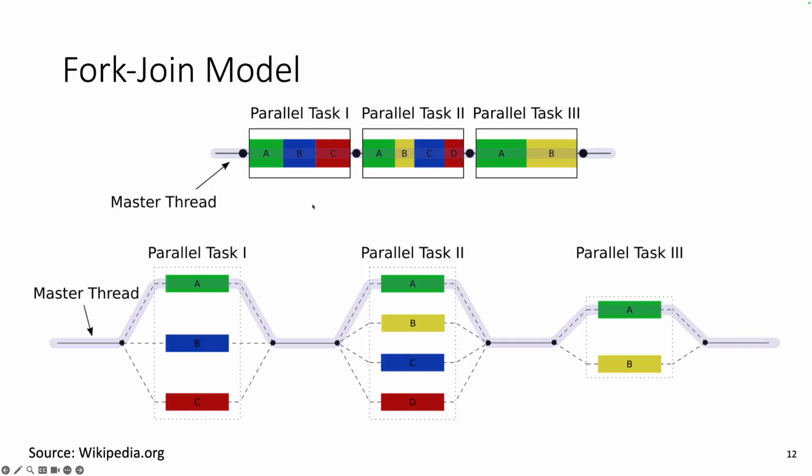Here is what it would look like if we were executing in sequence. We would just go through, and obviously we can only do one thing at a time. So we're doing A, then B, then C. Whereas with parallelism, we are concurrently executing A, B, and C at the same time.